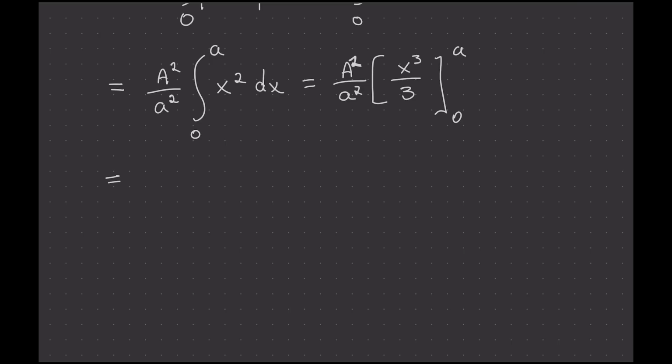So now we have A squared over lowercase a squared. How I do this is first I plug in the upper limit, a cubed over 3, minus the lower limit, which is 0 over 3, which is literally just 0, which can just not be written. So now we have this. Now, what can we do here? Well, I see that there are 2 a's here and 3 a's here, so that cancels, leaving an a at the top.